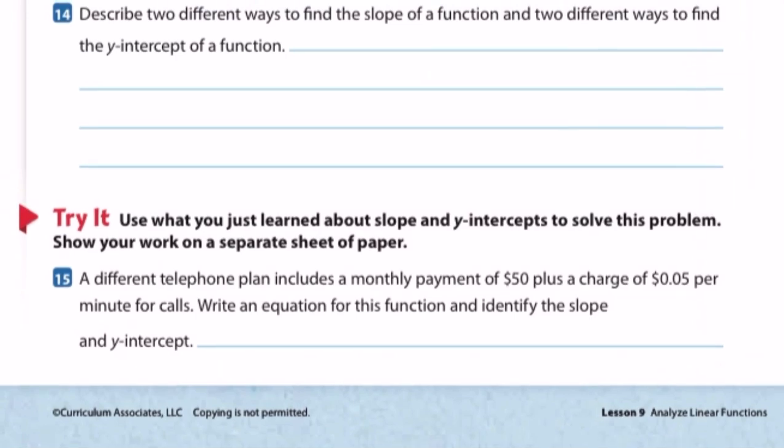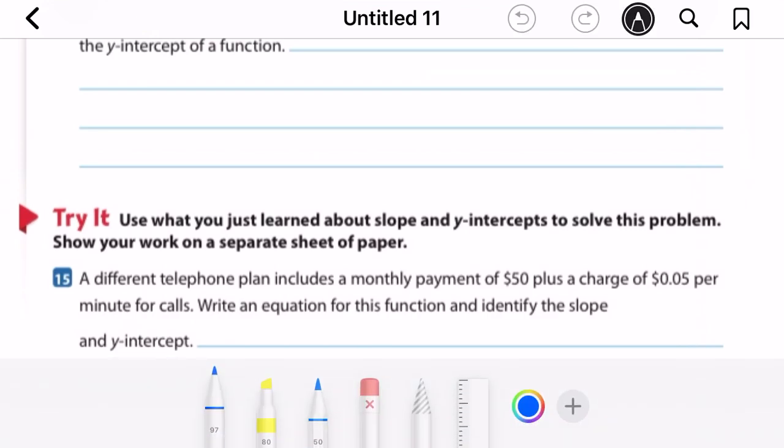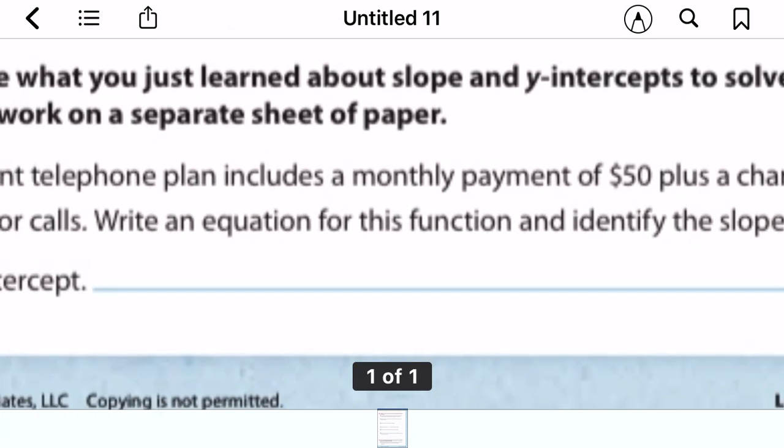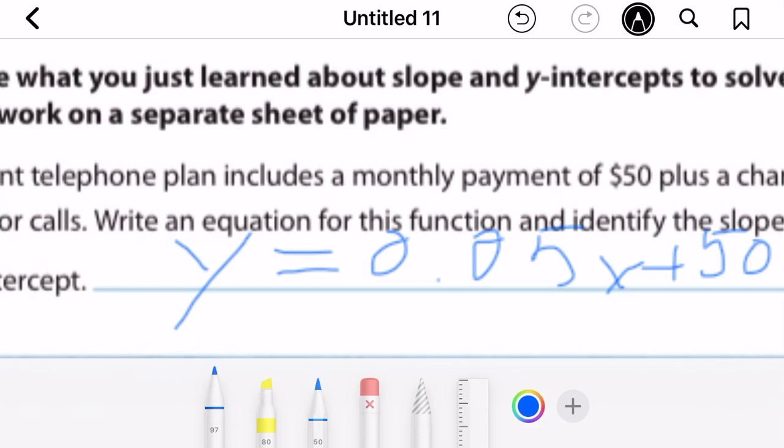The last one right here says try it. Use what you just learned about slope and y-intercept to solve this problem and show your work on a separate sheet of paper. A different telephone plan includes a monthly payment of $50 plus 5 cents per minute of calls. I want you to write an equation for this function and identify the slope and the y-intercept. If you put it in y equals mx plus b form, it should be y equals 0.05x plus 50. That should be your answer.